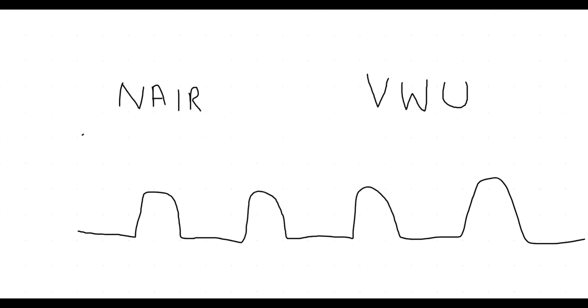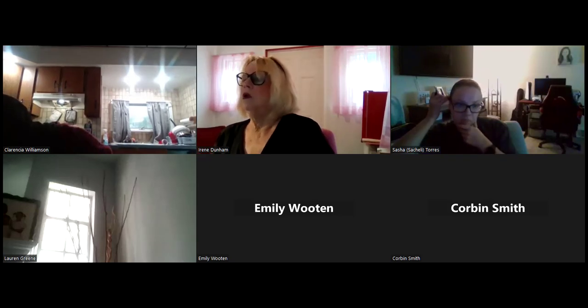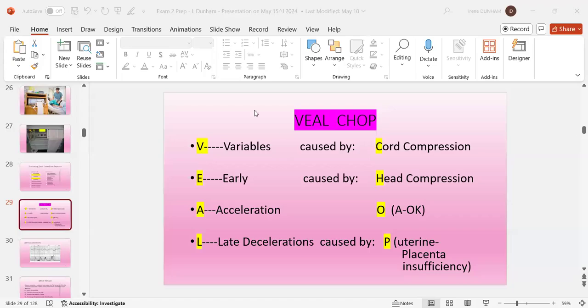All right, let me close this up here. So we've got the variables, which I showed you: cord compression. The earlies are caused by the head coming down. Accelerations, I showed you on that monitor strip. And then late decelerations, I showed you what a late deceleration actually looks like, and that's caused by uteroplacental insufficiency. That's just how I learned this many years ago and remembered it: my uterus and the placenta, they've got to get along in order for the baby to get the blood, correct?